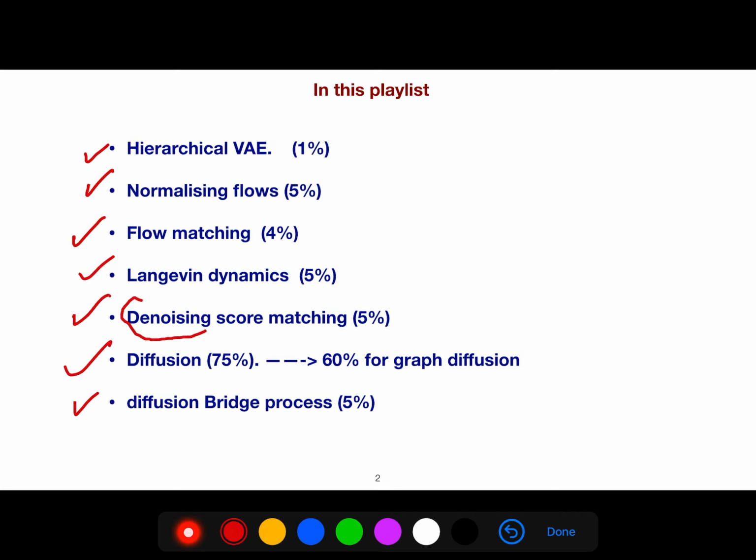These ideas, denoising score matching and flow matching, are very important, and they are also related to diffusion. You may say this is deterministic, but you will see how it will be related to diffusion as well.